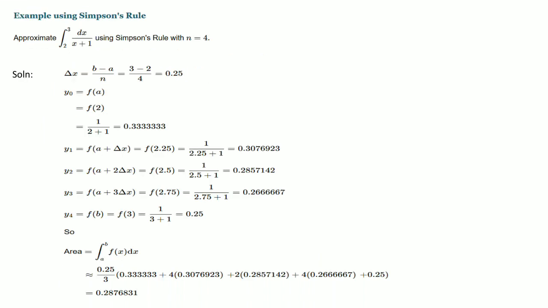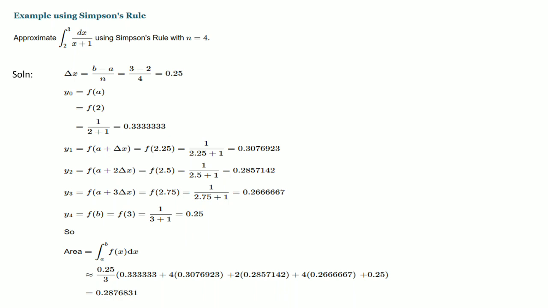Let's see an example of Simpson's 1/3 rule. Integrate 1 upon x plus 1, dx. The limits are given, initial limit 2 to final limit 3, using Simpson's rule with n equal to 4. Here you can see the number of steps n is equal to 4, which is an even number.